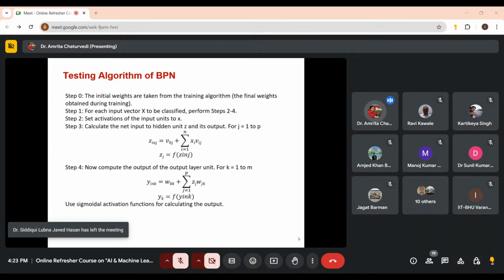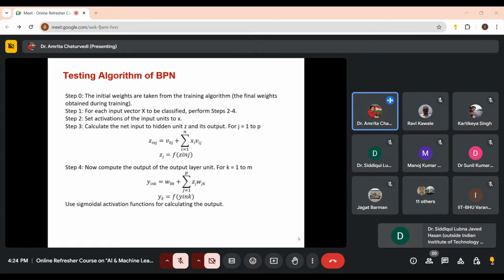Okay, so this is the testing algorithm. In testing, we first of all initialize the weights, because in the training algorithm we found out the final weights for both the layers. So initial weights are taken from the training algorithm, and then for each input vector X to be classified, you perform steps 2 to 4. You set activations of the input units to X.